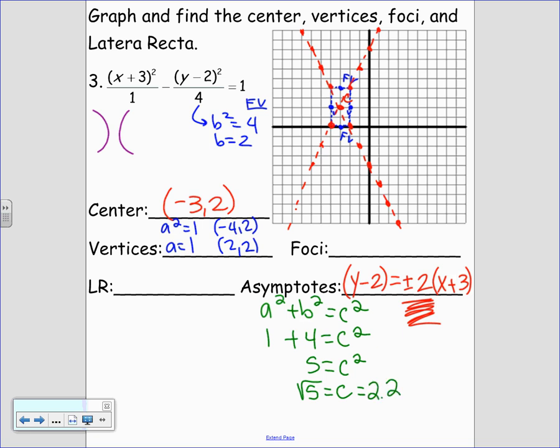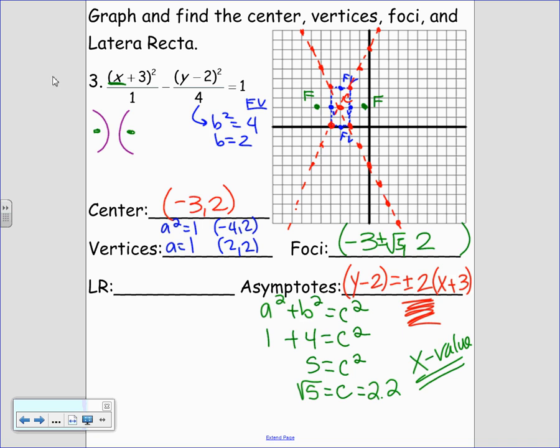Again, for my focus, I'm going in the x direction. My focus should be inside of my arcs. So I'm going to go 2.2 on the left and 2.2 on the right. That's my focus. Those are x value changes because I'm going left and right. My center was negative 3, 2, and I'm going to change going left and right. So I put the square root of 5 on the x value.